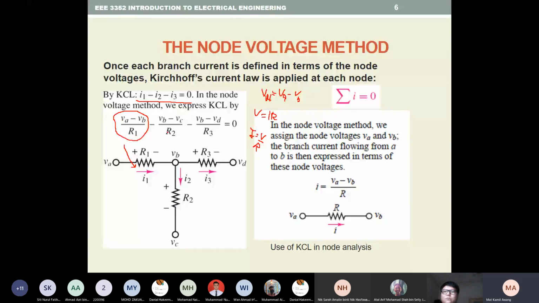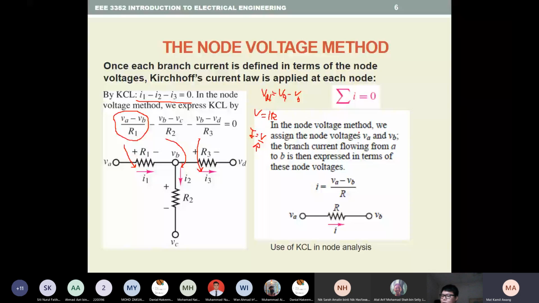Now this one, I2, is leaving. So what is the voltage? The voltage is VB minus VC divided by R2. So this is actually I2. Minus because it's leaving the node. And this one is the I3. Okay, and the sign is minus because it is leaving the node. So this is the equation for this node.